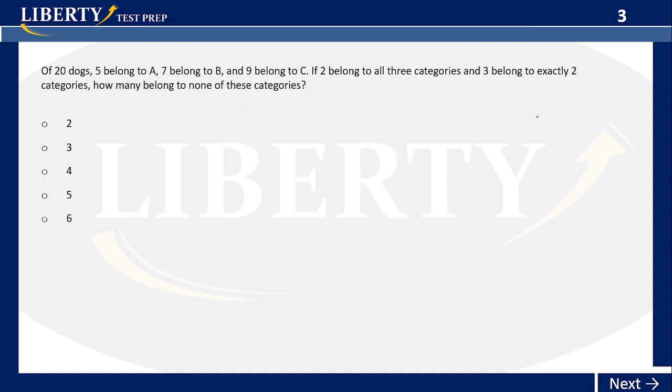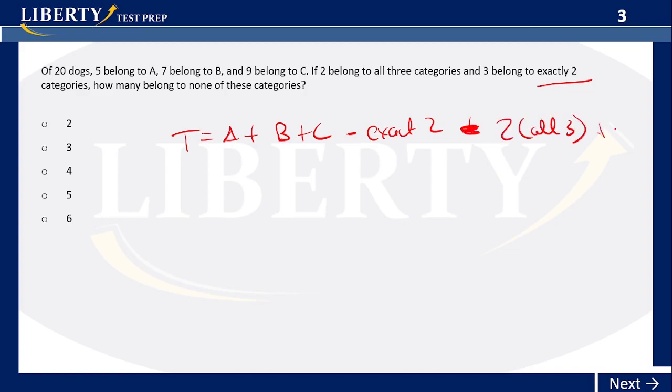Okay, so in this case, we have the word exactly 2. So that means we have to use the second formula. Total is equal to A plus B plus C, and minus, right, exactly 2. Here minus again, 2 times all 3 plus neither.